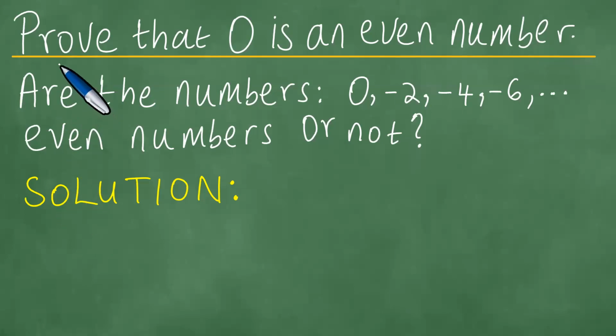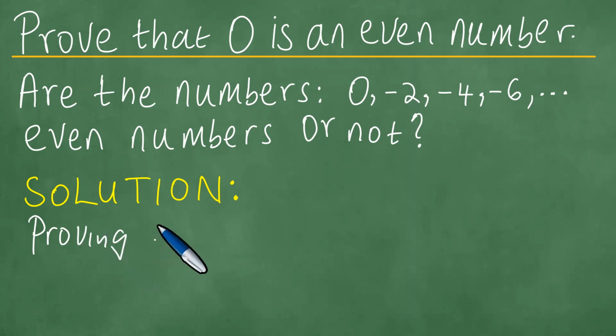Right, we actually need to prove that 0 is an even number. Are the numbers 0, -2, -4, -6, etc. even numbers or not? Okay, so we prepare the solution to this particular question in a step-by-step manner. Right, now first things first, we're going to first prove that 0 is an even number.